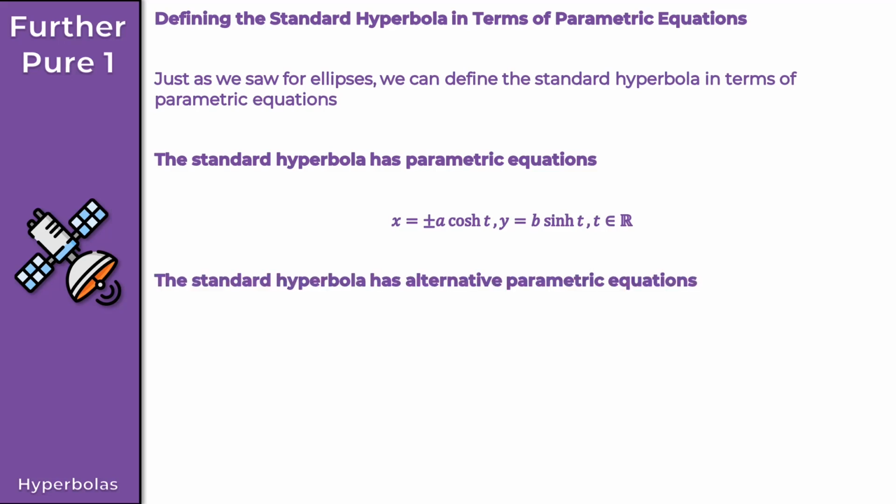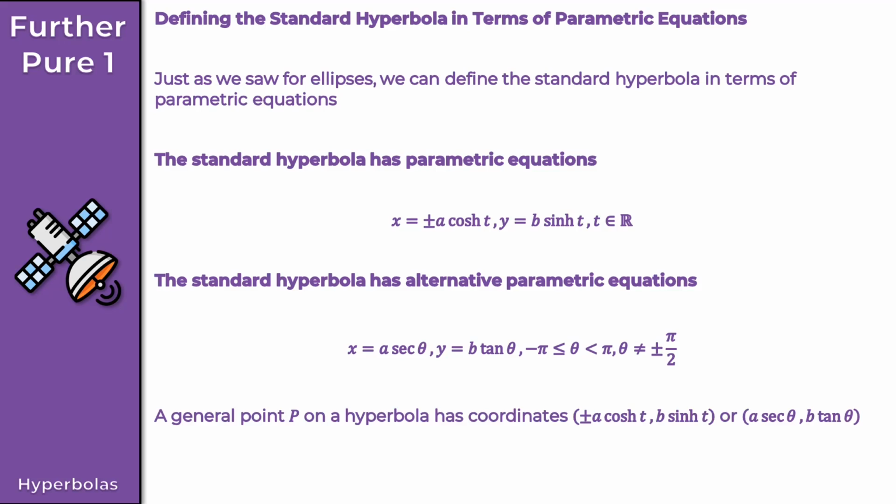Now the standard hyperbola also has alternative parametric equations. So x is equal to a sec theta, y is equal to b tan theta for theta between minus pi and pi, and theta cannot equal plus or minus pi over 2. And then finally here, a general point P on a hyperbola has the following coordinates. So we have plus or minus a cos t, b sin t, or a sec theta, b tan theta, right? And they just come from these 2 definitions here of the standard hyperbola in terms of parametric equations. Okay, so that gives us everything that we need here for hyperbolas.